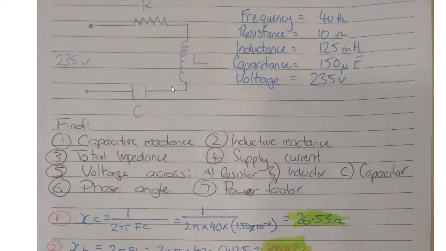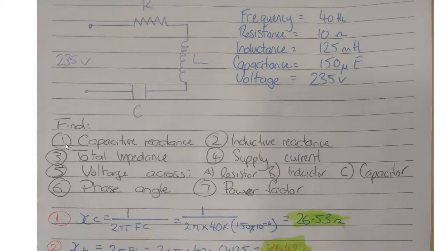So again, we've got a series circuit here with a resistor, an inductor, and a capacitor. Voltage input 235 volts, and our values are given: 40 hertz frequency. 10 ohms is the resistance of that resistor. The inductance in the inductor is 125 millihenries. Again, remember that's millihenries, so we have to convert that when we use that in our formulas. Capacitance is 150 microfarads and voltage 235.